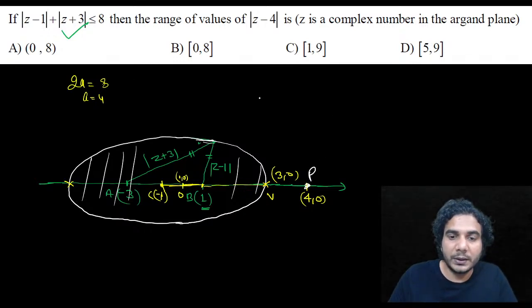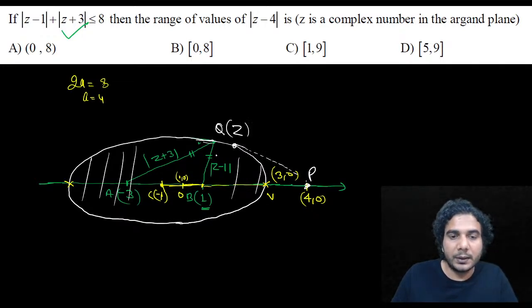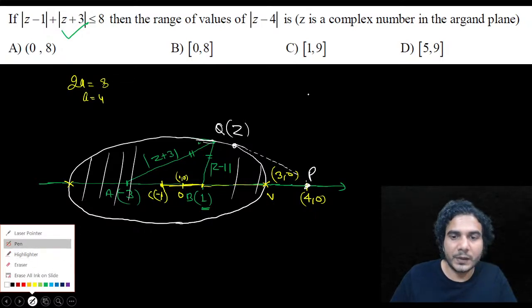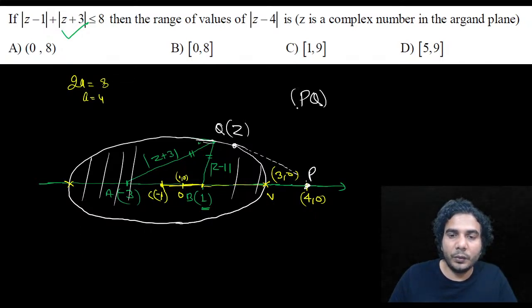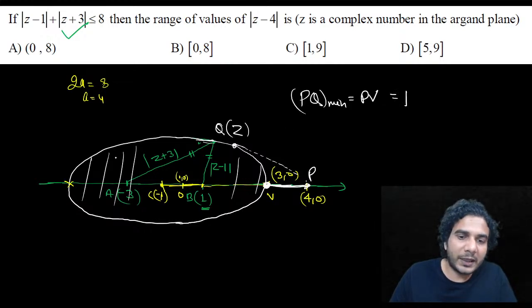So if I take this point Z, then basically you need PQ. You can say this is Q, right? Z you can take anywhere, you can take Z inside also. So PQ minimum is equal to PV. This distance is the minimum value of PQ, when Q point is here. So what is this distance? This is 3, distance between 3 and 4, so it is 1. And what is the maximum value?